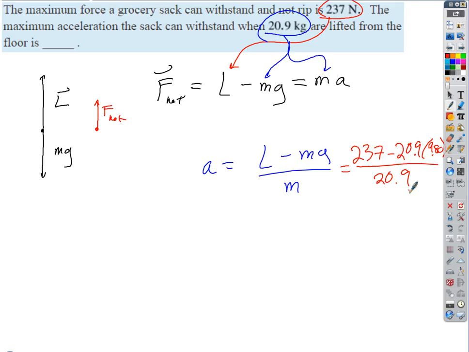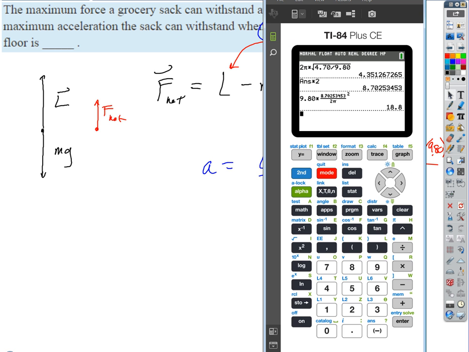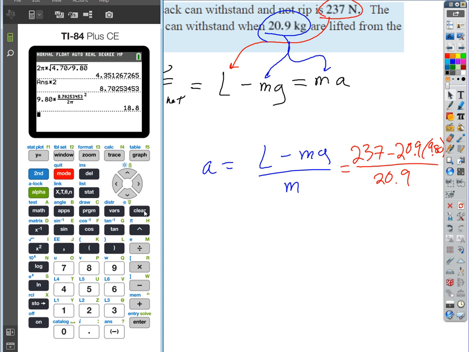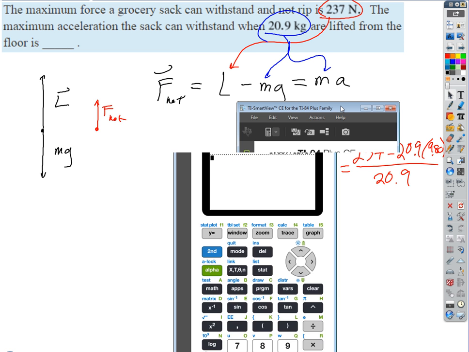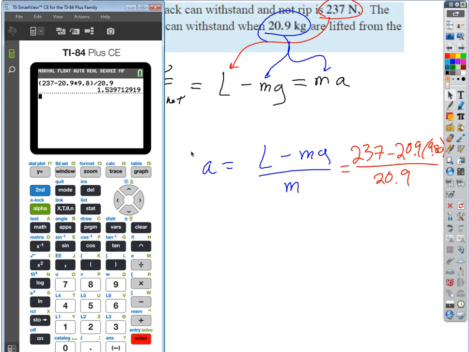I want to show you something kind of cool here. I just thought of something that might teach you some good physics. So if we plug this stuff in, we get the quantity 237 minus 20.9 times 9.8, divided by 20.9. So that's my answer, 1.54, 3 sig figs, 1.54 meters per second squared.